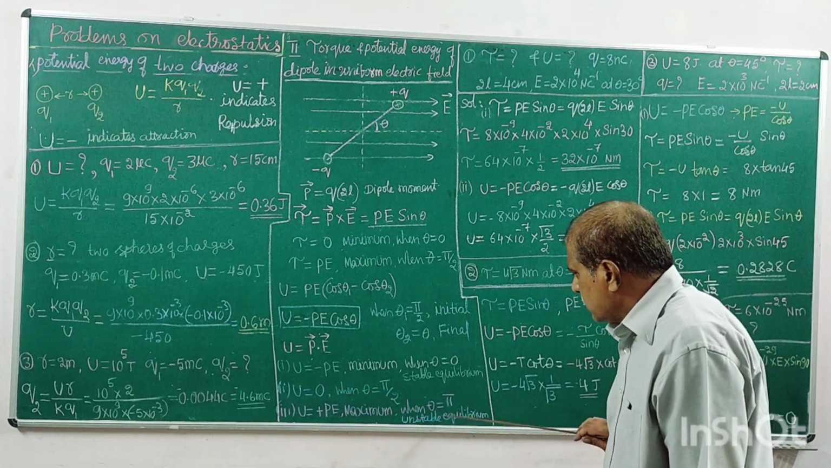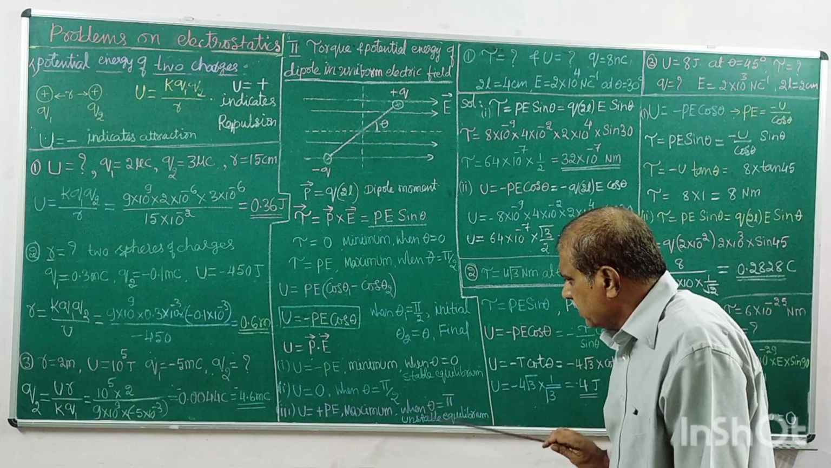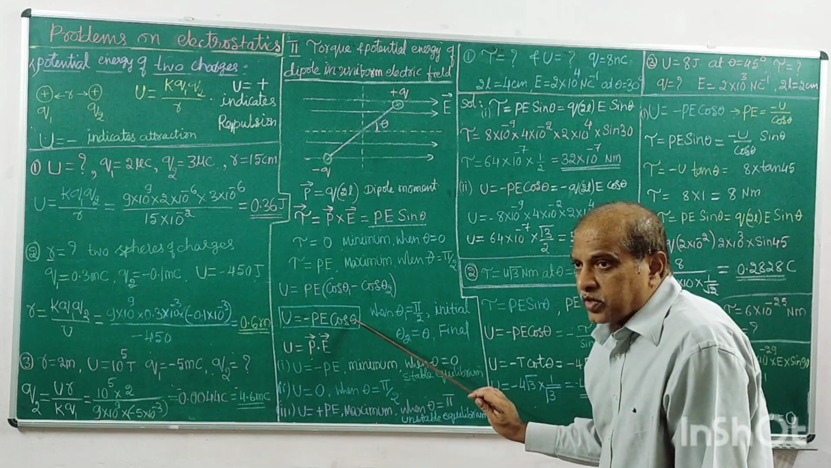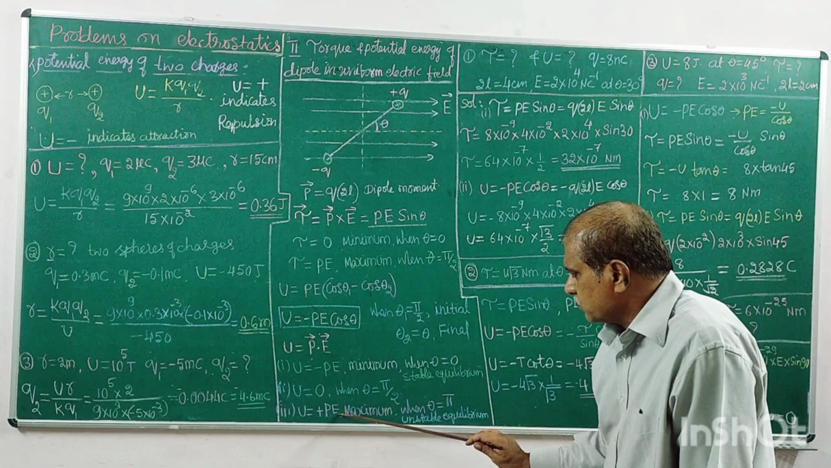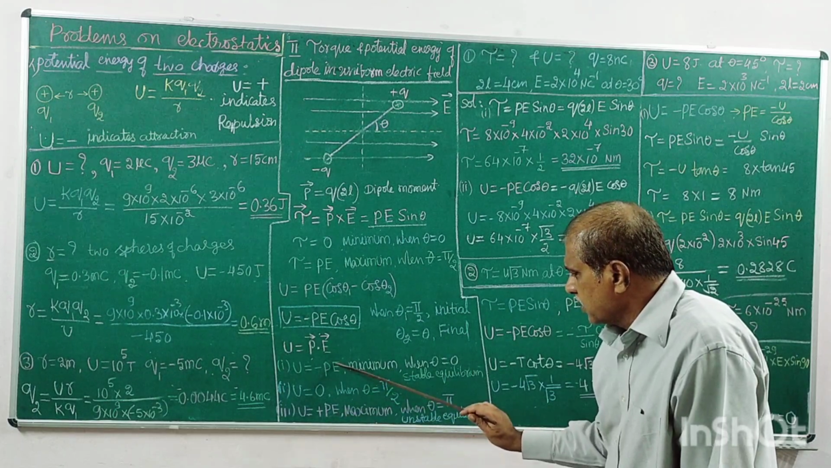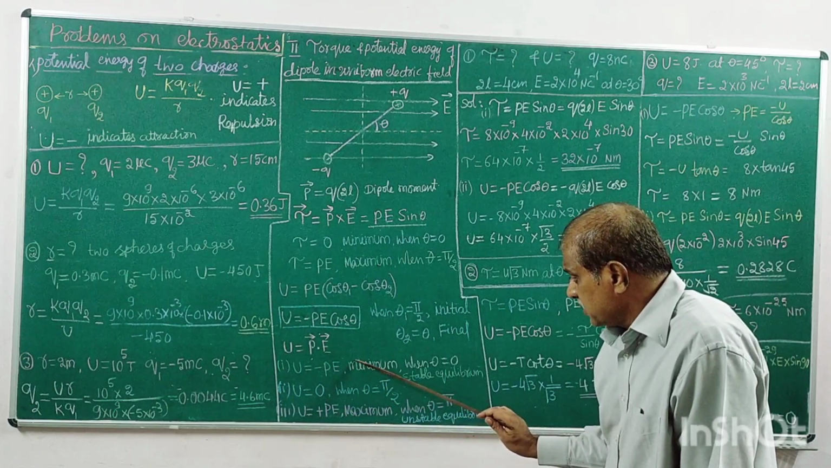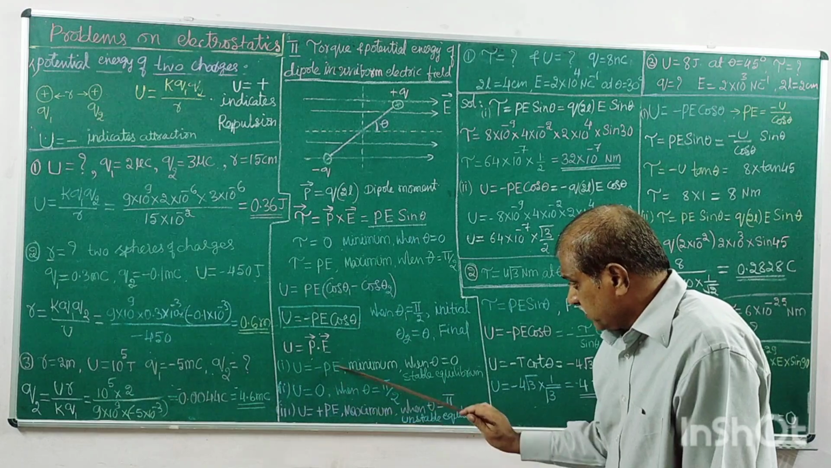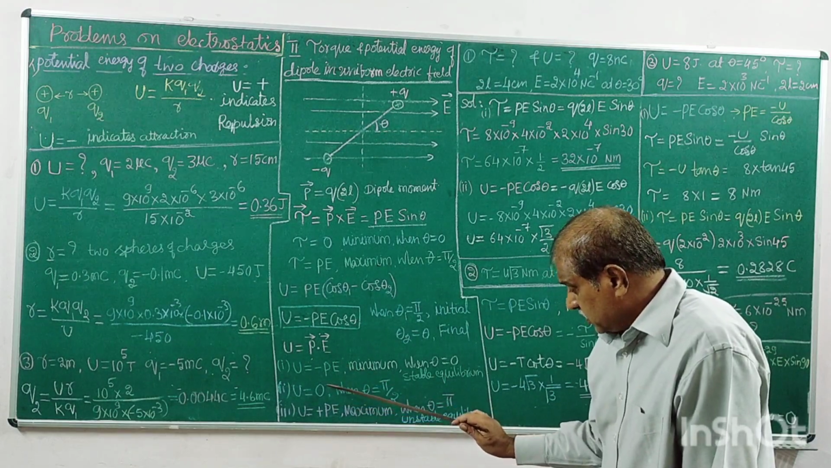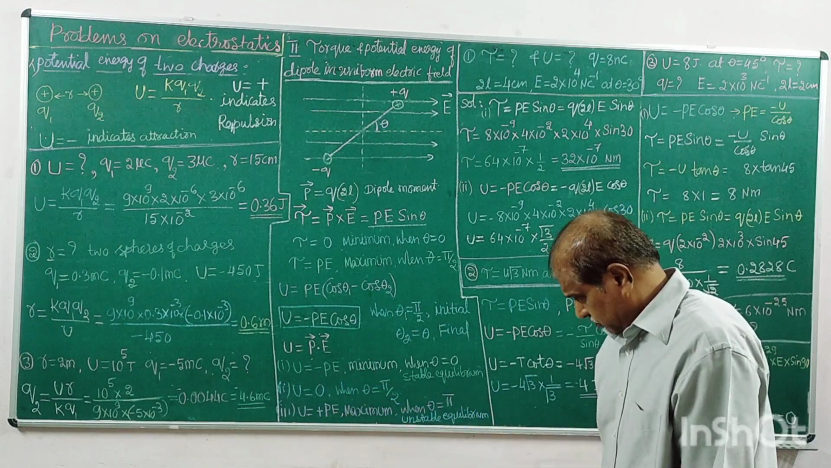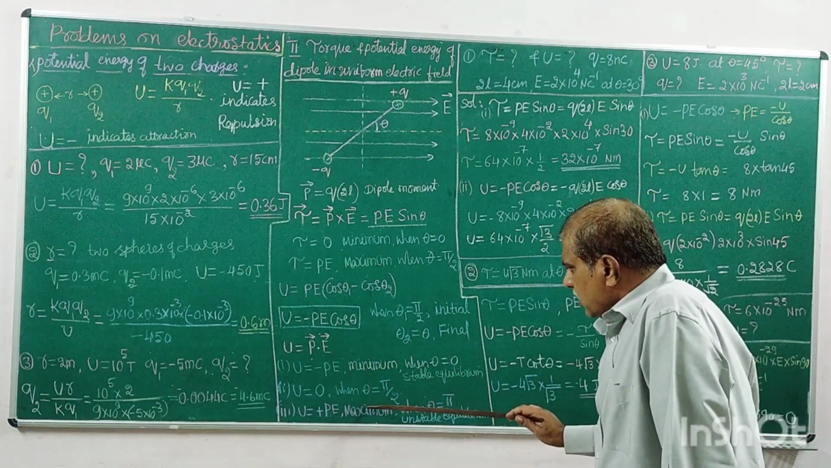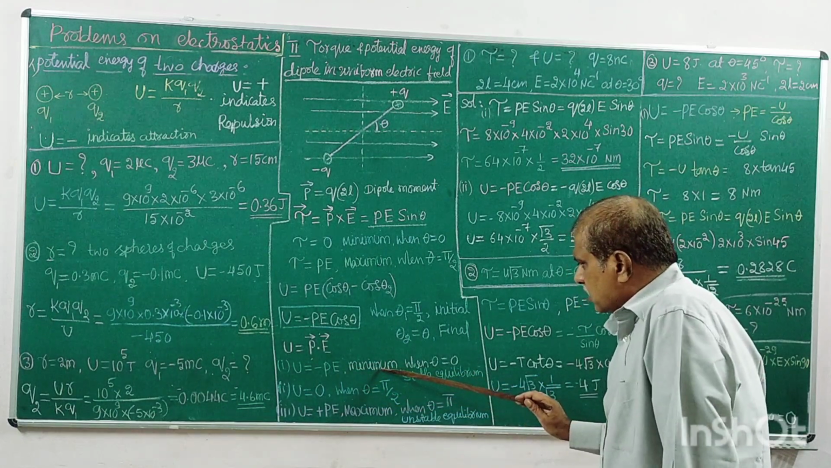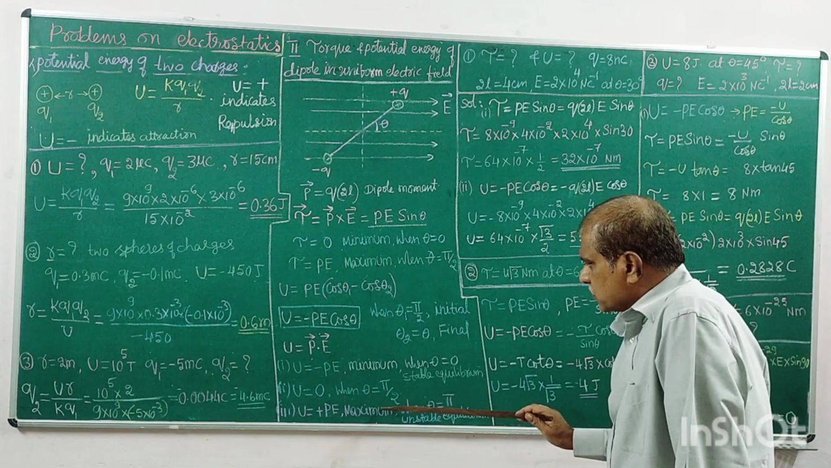What is it when theta equals pi? That is 180 degrees. Cos pi is minus 1. Minus 1 into this minus is plus PE. Look at this: the values oscillate. The minimum value of potential energy is minus PE, the maximum value is plus PE, and the 0 lies in between. So these are the possible minimum and maximum values.